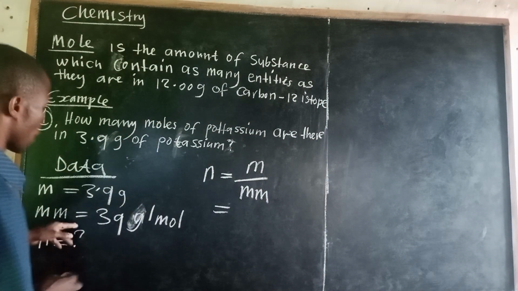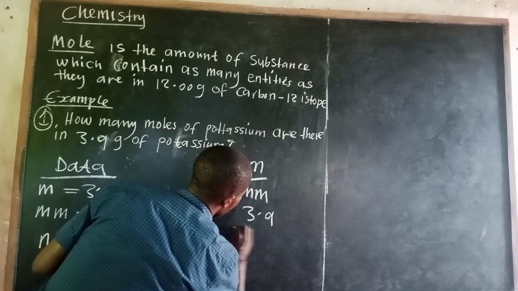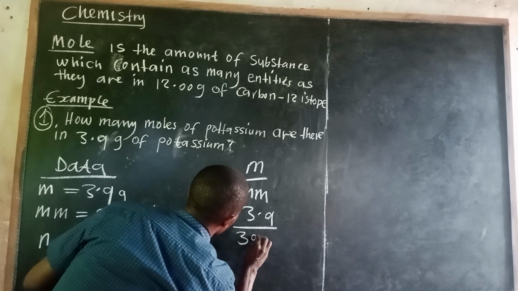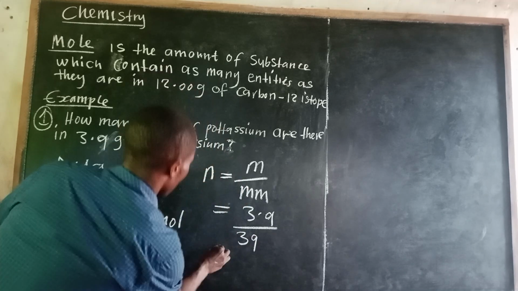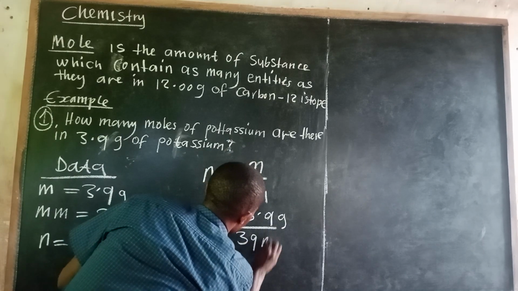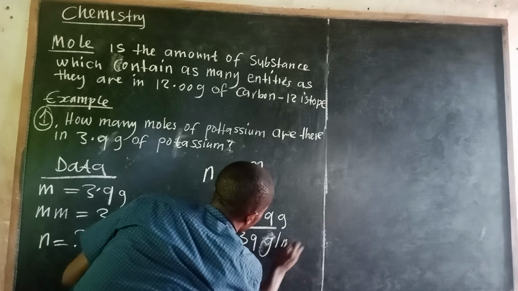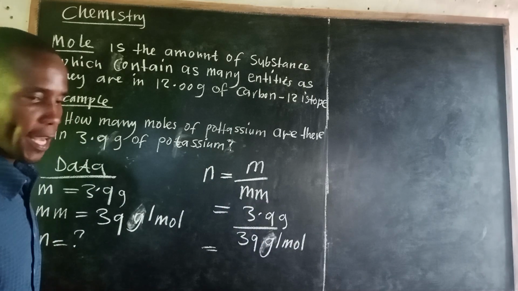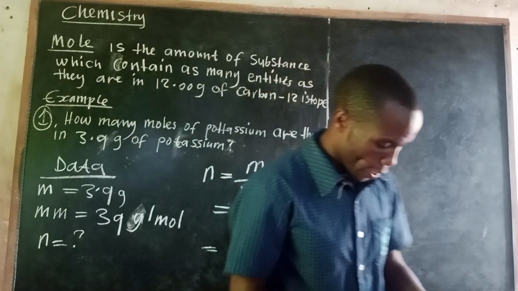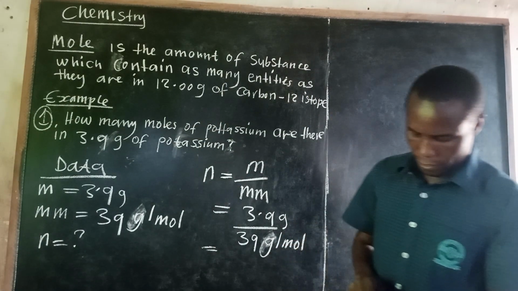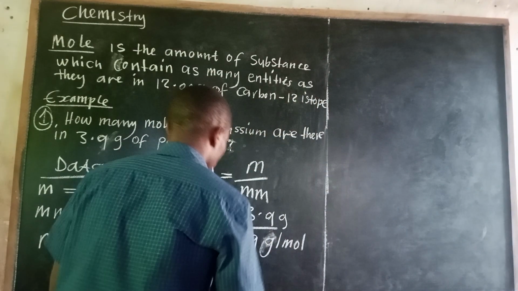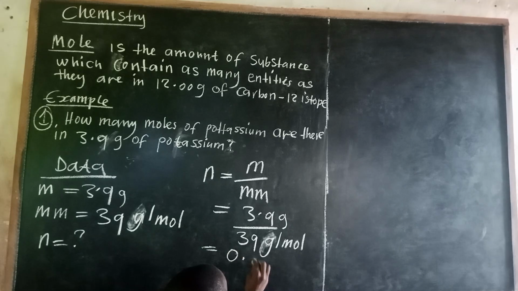So what is our mass? Our mass is 3.9 over molar mass, which is 39. Okay, 39. So now when we calculate, this is mass, we are going to say grams, then this is grams per mole. So what is the answer there? We are going to use a calculator. So we are going to say 3.9 divided by 39. The answer is 0.1. Okay, so the answer is 0.1.